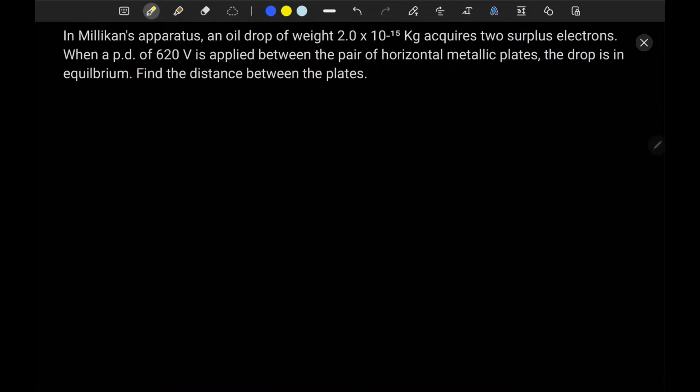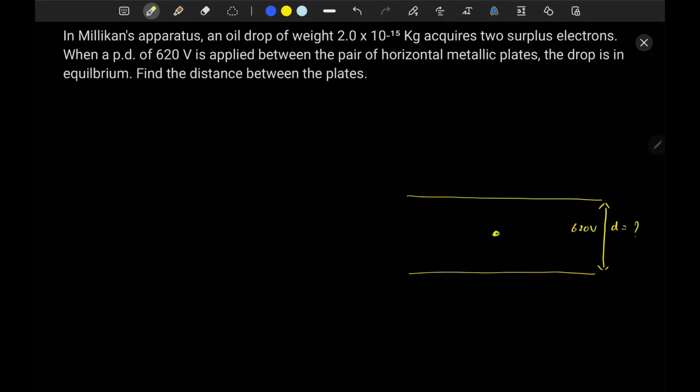Okay, we have a first question related to the topic we discussed. In Millikan's apparatus, an oil drop of weight 2 into 10 power minus 15 kg acquires 2 surplus electrons. When a PD of 620 volt is applied between a pair of horizontal metallic plates, the drop is in equilibrium. Find the distance between the plates. So here two metal plates are considered. The potential between the two plates is 620 volt and we need to calculate the distance.